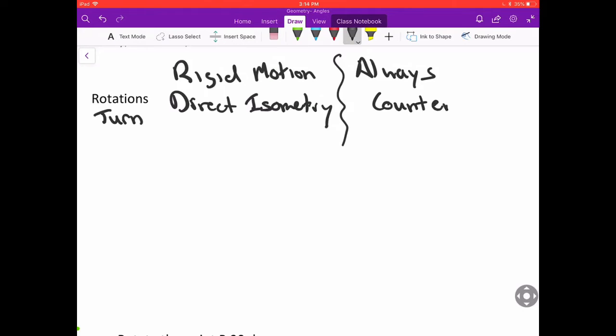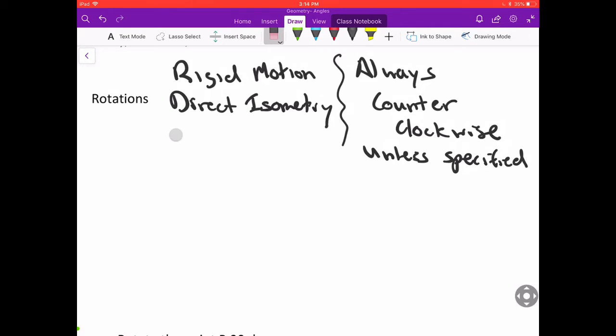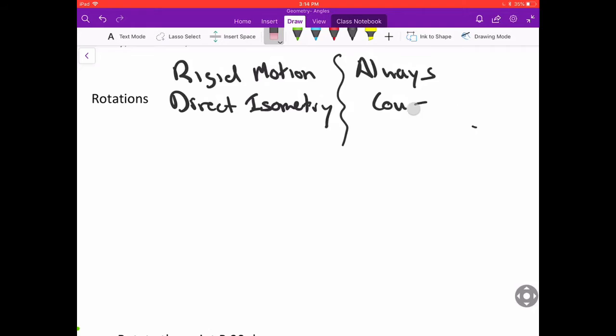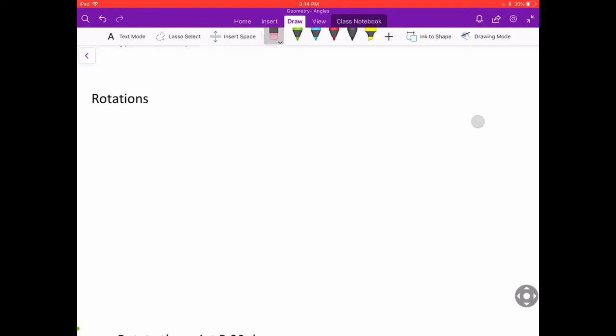The really important thing that we need to know about a rotation is it is always counterclockwise unless it's specified otherwise. All right, and we'll talk about what that means when we start to talk about the notation and the different types of formulas and degree measures that we have. The rotation is going to have three different formulas that you're going to have to memorize, and they are a little bit different than the other ones that we've done.